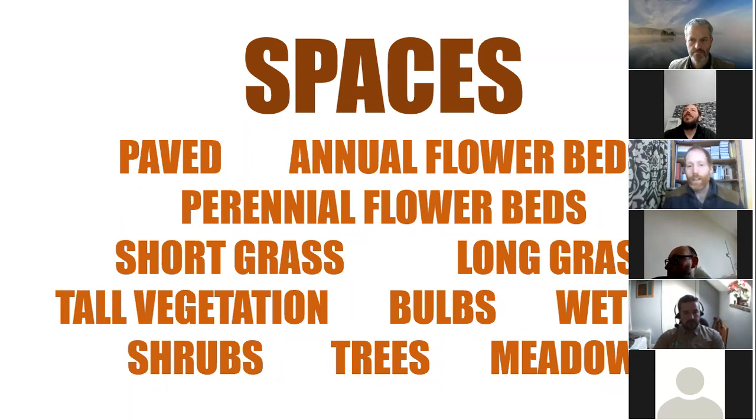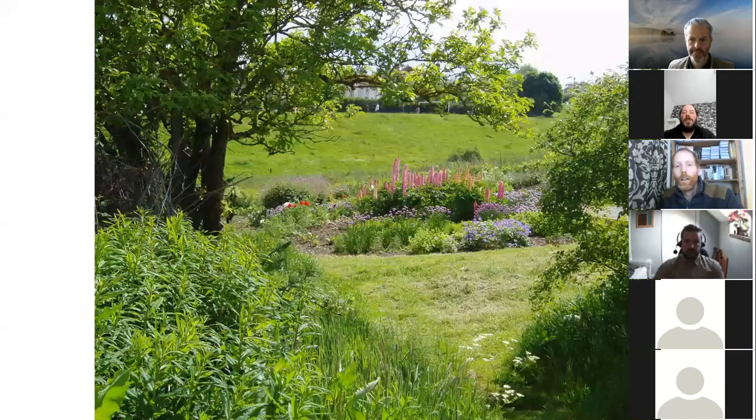You don't want to have all of anything. You want to have a diversity again of different kinds of space with different kinds of vegetation growing in it. You want the gradient from tidy to wild. You want different kinds of natural environments. You want different kinds of built environment within it.